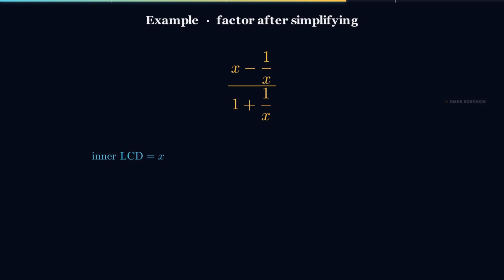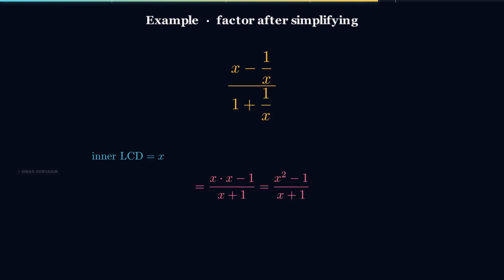Top: x times x equals x squared. X times 1 over x equals 1. So the new numerator is x squared minus 1. Bottom: x times 1 equals x, and x times 1 over x equals 1. So the new denominator is x plus 1. The fraction is now x squared minus 1 over x plus 1.